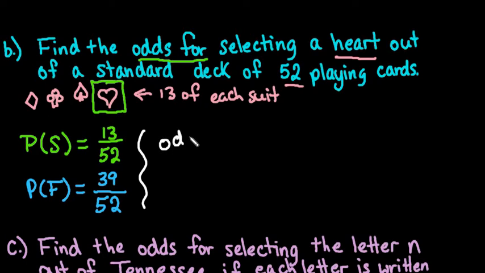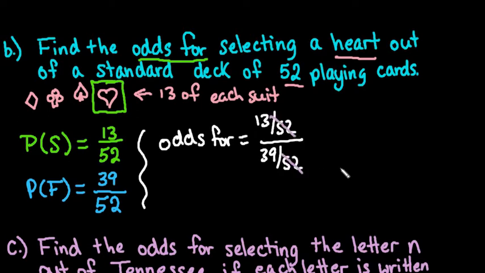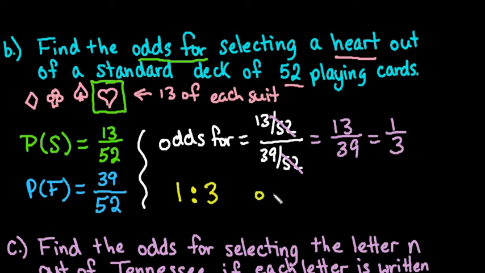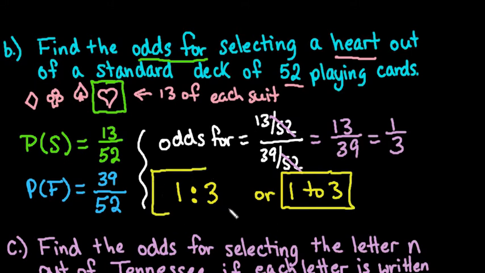Then when we're looking for the odds for, we would just take the 13 out of 52 and divide it by the 39 out of 52. Remember, because these are the same, they cancel each other out. So we would end up with 13 over 39, which reduces to 1 out of 3. We could say that the odds for selecting a heart are 1 to 3, or 1 colon 3. Either way, it's acceptable to write it, either with a colon or the 1 to 3.